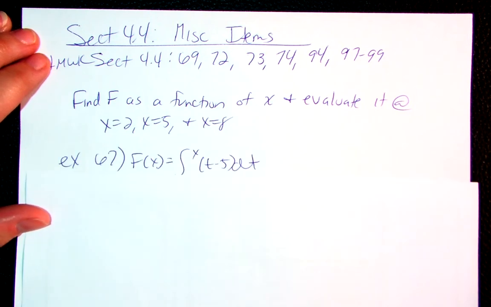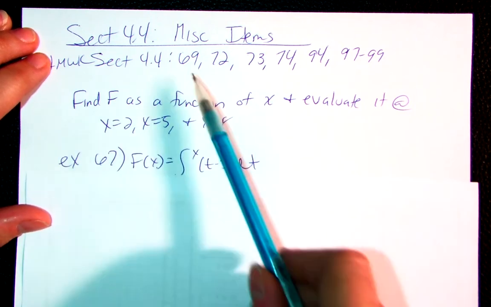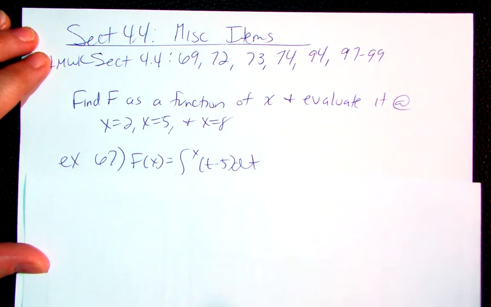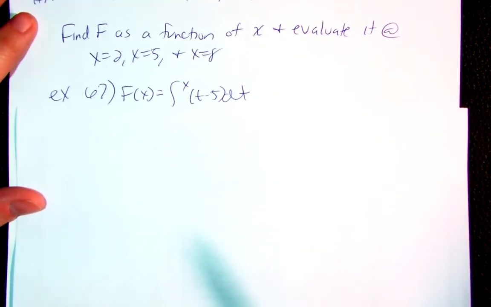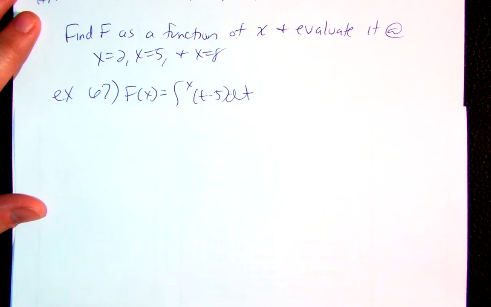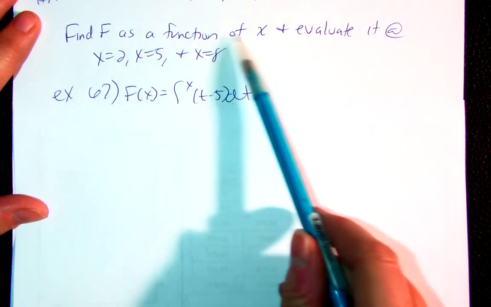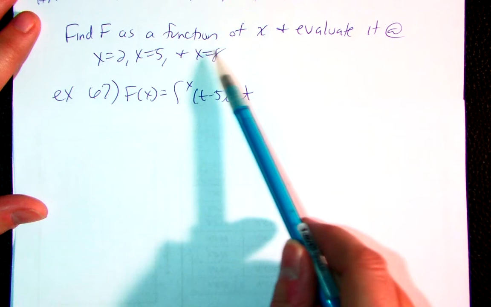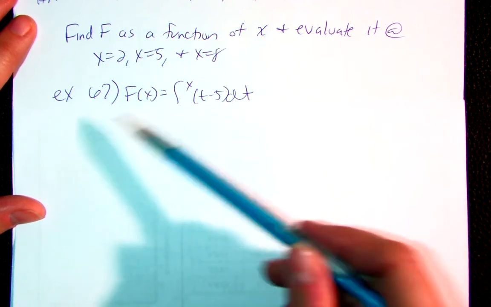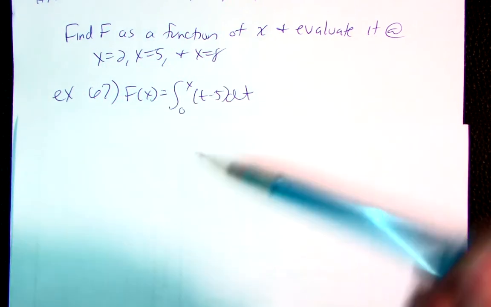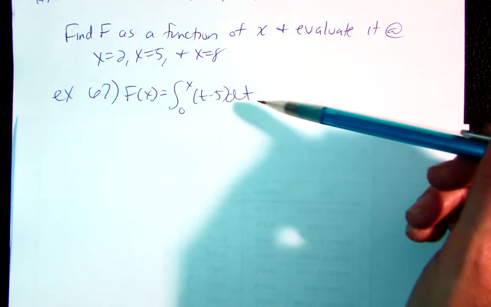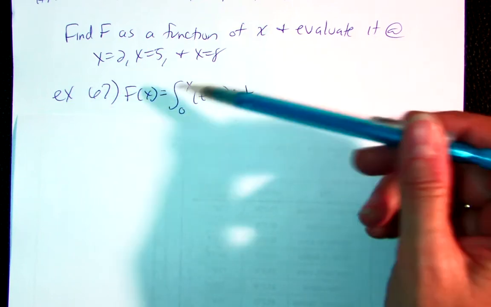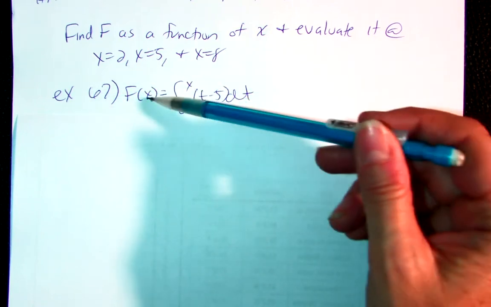So what I'm going to do is just do one of the problems that are like 69 and 72. I'm just going to kind of work through it, especially since I'm not going to be there in class. It says in the directions, find f as a function of x and evaluate it at x equals 2, x equals 5, and x equals 8. So in number 67, you are given this function, and I'm supposed to evaluate this f function for 2, 5, and 8. Please notice that these are both x's.